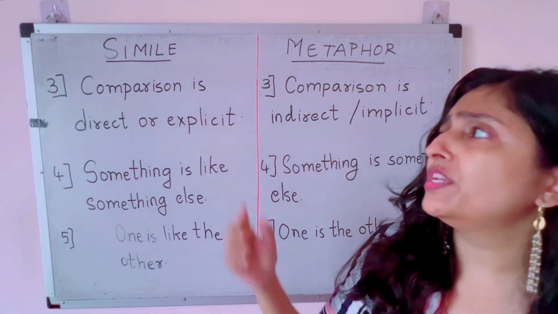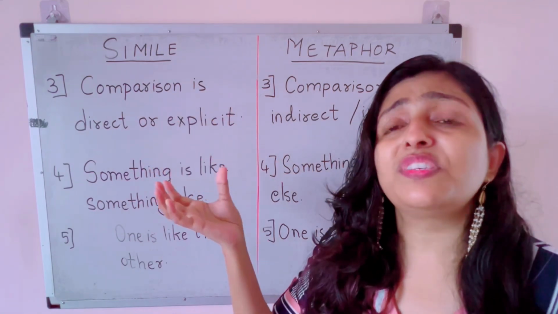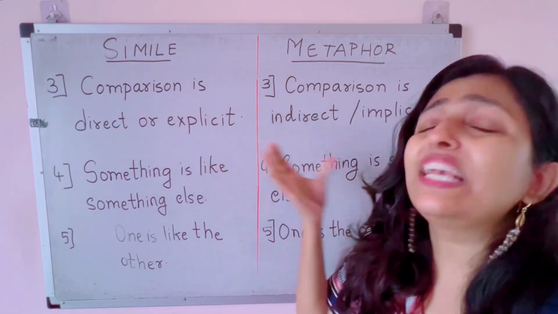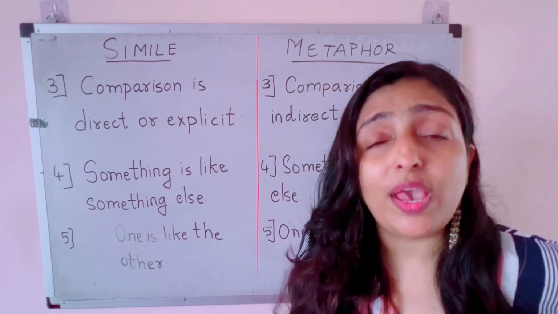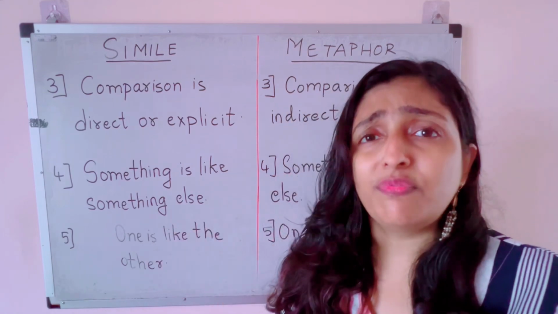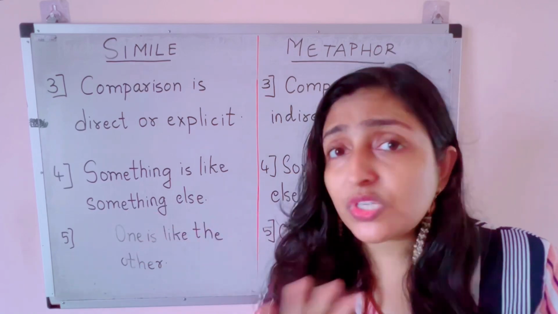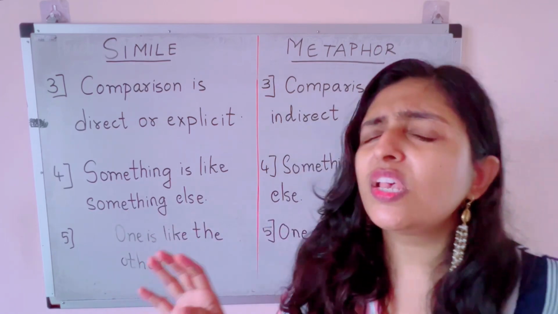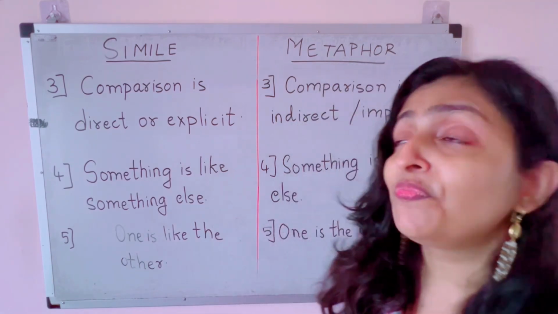The next point in simile is comparison is direct or explicit. Direct means it's very obvious. She's like a rose. The comparison is very explicit. Explicit means clear comparison. There is no room for any suspicion or doubt.